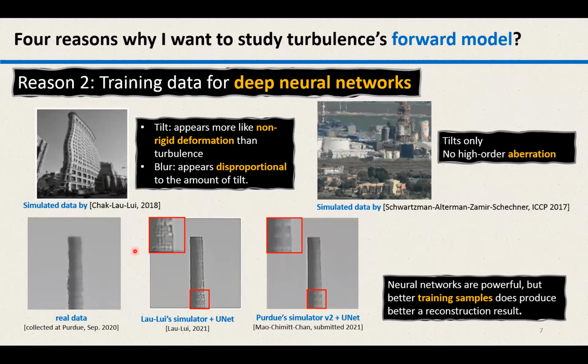Here is an example where we take real data, which was captured at Purdue last year, and then we apply 2 different simulators to simulate training data. We use the same UNet architecture for the reconstruction. We don't touch the reconstruction algorithm. We use the exact same UNet architecture, but we feed the network with 2 different sets of training data. One is using a very simple tilt plus blur model. The other one is using our version 2 simulator.